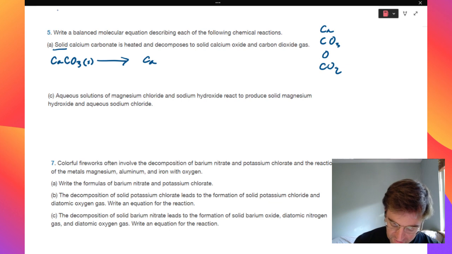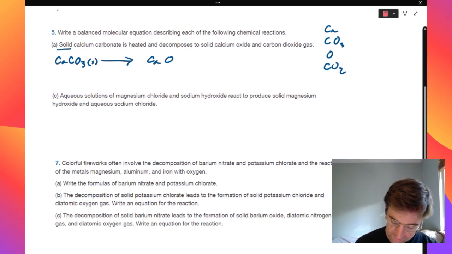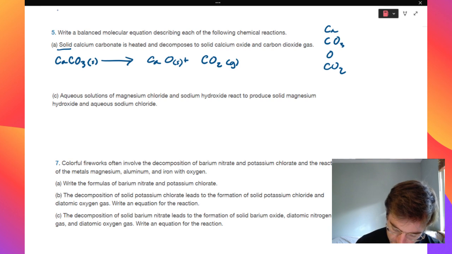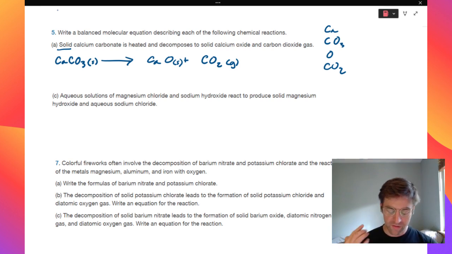Now calcium and oxygen both have charges of 2 on their own. So calcium is 2 positive, oxygen is 2 negative, and so those go together 1-to-1. They're a neutral molecule. And calcium oxide and carbon dioxide gas. Cool. Okay, so each of our molecules is neutral. We've got them all on the board.